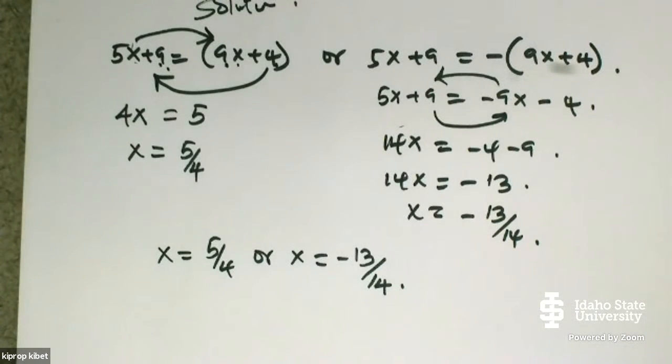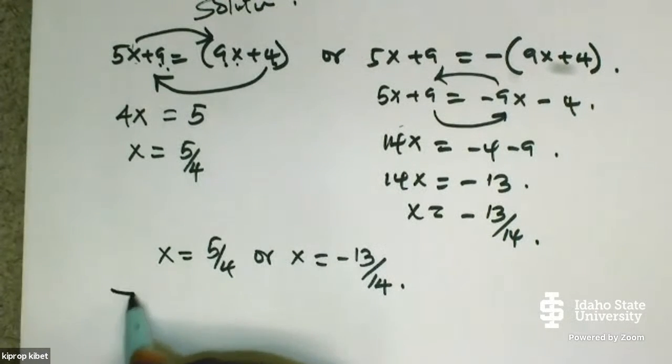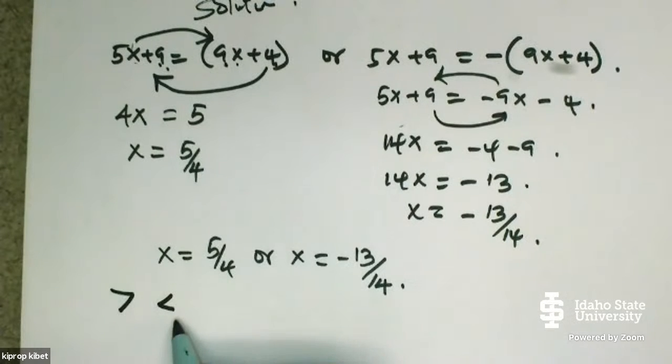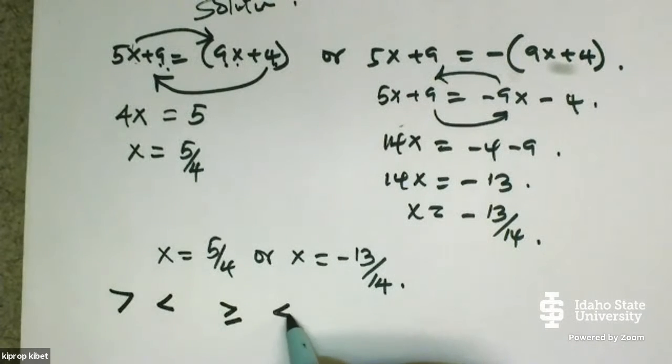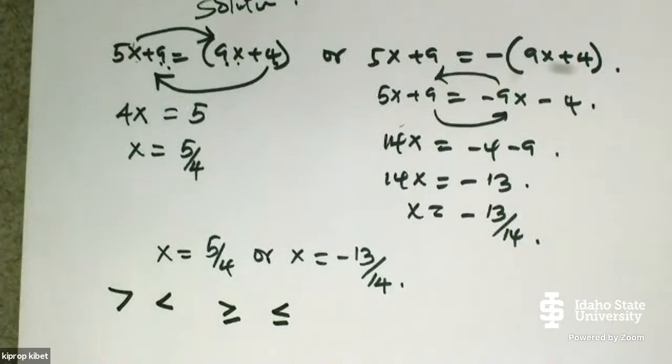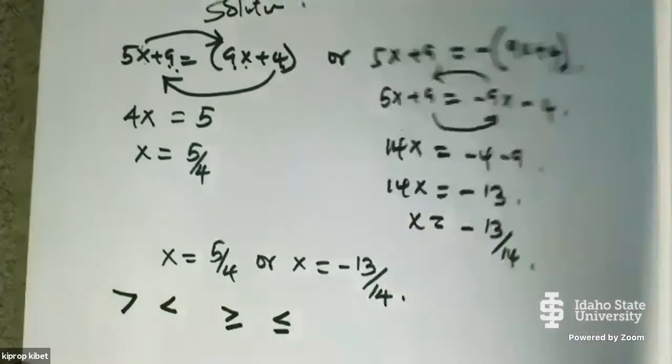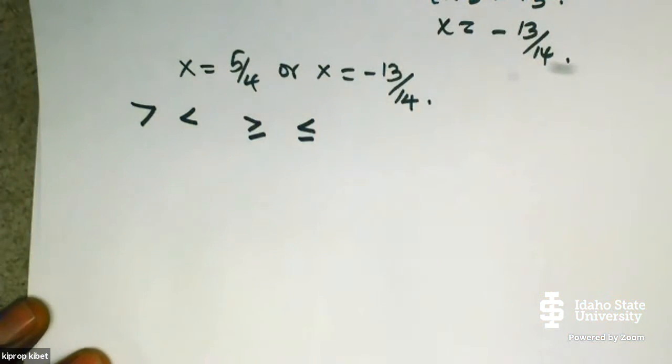Okay, now let's come to how we can solve inequalities. That one was just the equal sign. Now, how can we solve the inequalities? We had greater than, less than, greater or equals to, less or equals to. How should we solve them? Let's start with how we can solve less than.